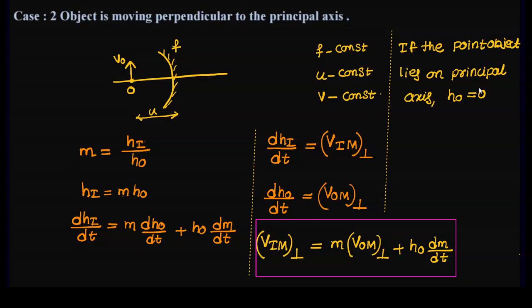If the h naught value is 0, then what happens to this formula? Then this formula is modified to velocity of image with respect to mirror in perpendicular equal to m into velocity of object with respect to mirror in perpendicular. So the second term will become completely 0.